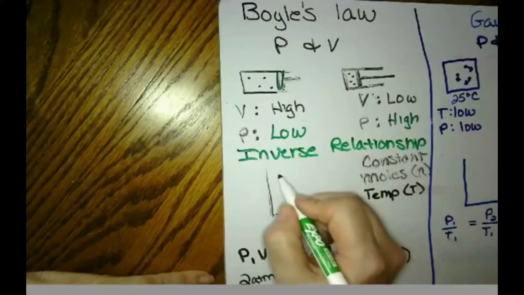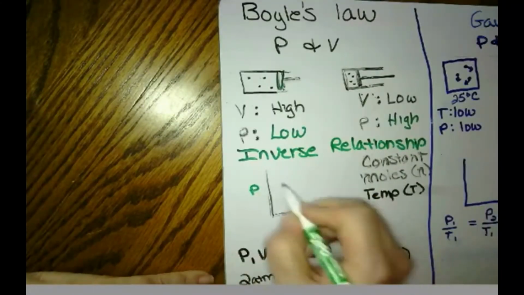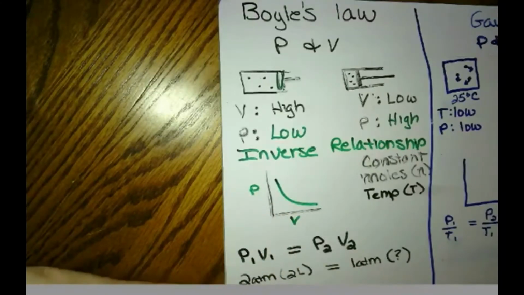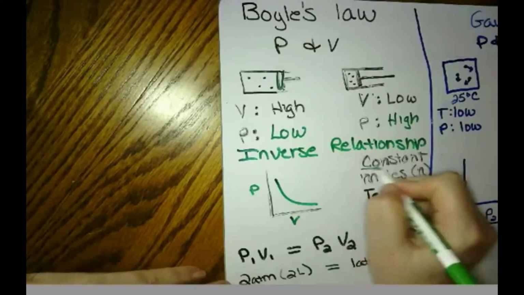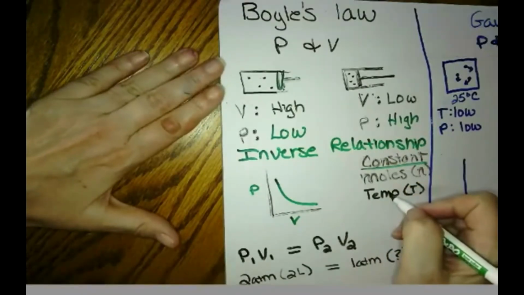And what does that look like on the graph? Well, if I graph pressure over volume, inverse looks like that. And you will need to be able to recognize these graphs. So make sure you're taking good notes. What did we keep constant? Well, the temperature is the same. We didn't change the temperature.